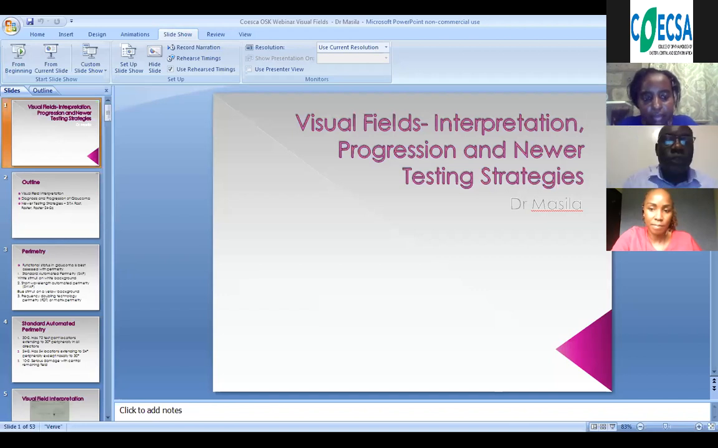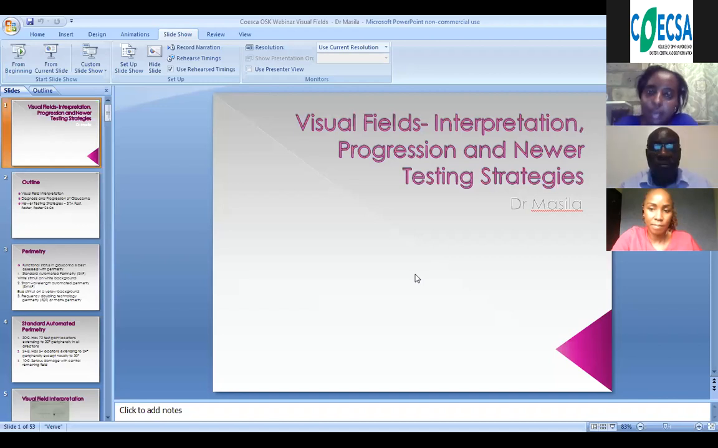And the clerk here is wondering, how does one differentiate errors in the visual field test from actual defects? Is there any indicative value? Pardon? Just ask the question again. How does one differentiate errors in visual field tests from actual defects? Okay, that's errors in visual field tests from actual defects. Is there any indicative value?